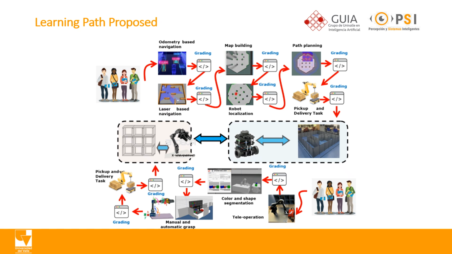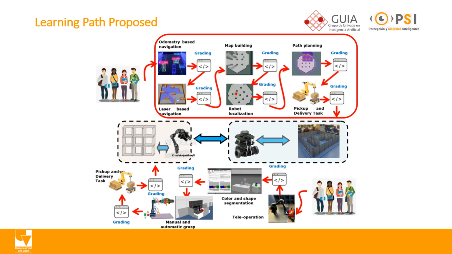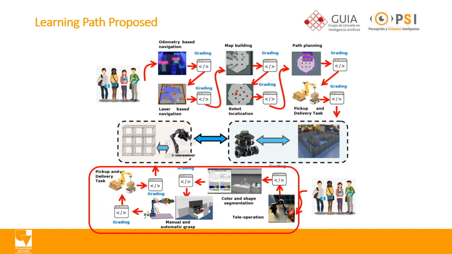Based on the competence framework proposed, 2 learning paths are offered to students using ROS. First, the mobile robotics learning path, where sensor-based navigation, map building, robot localization, and path planning concepts are present. And second, the manipulator robotics learning path, where teleoperation of the final effector, computer vision background related with color and shape segmentation, and manual or automatic motion of the final effector are present.